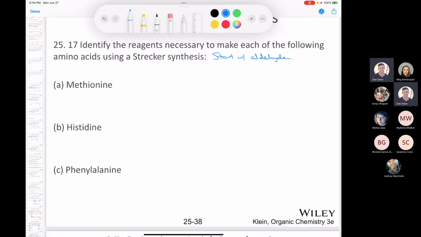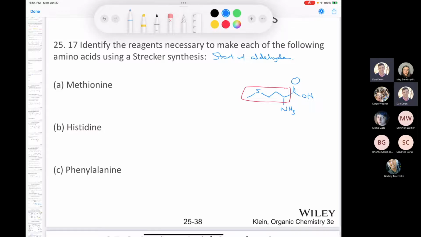Let me draw the structure of methionine for you. It's kind of an interesting structure. So methionine looks like this. You have CH2, CH2. Then you have a sulfide at the end, a methyl sulfide. So if we want to make this compound, the part of it that's going to come from the aldehyde will be all of this. That's the part that comes from the aldehyde.